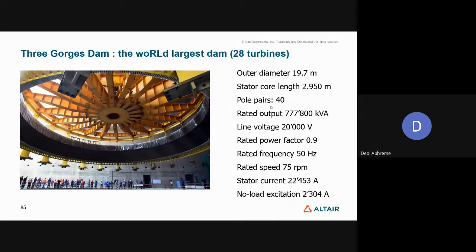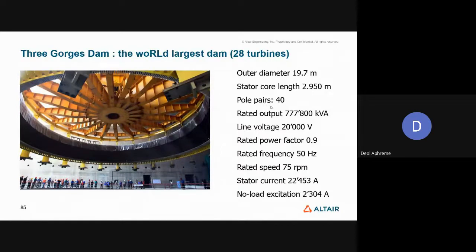So the Three Gorges Dam is one of the world's largest dams. It's in China, and you can see how big the dimension is. You can see the line voltage starts off at 20,000 volts, and the rated output is around 777,000 kilovolt amperes. So it's a huge setup, but it is conforming to the increasing demands of China, as their major manufacturer. Power is a big resource that they rely on extensively. So they have pulled off one of the biggest dams with around 28 turbines.